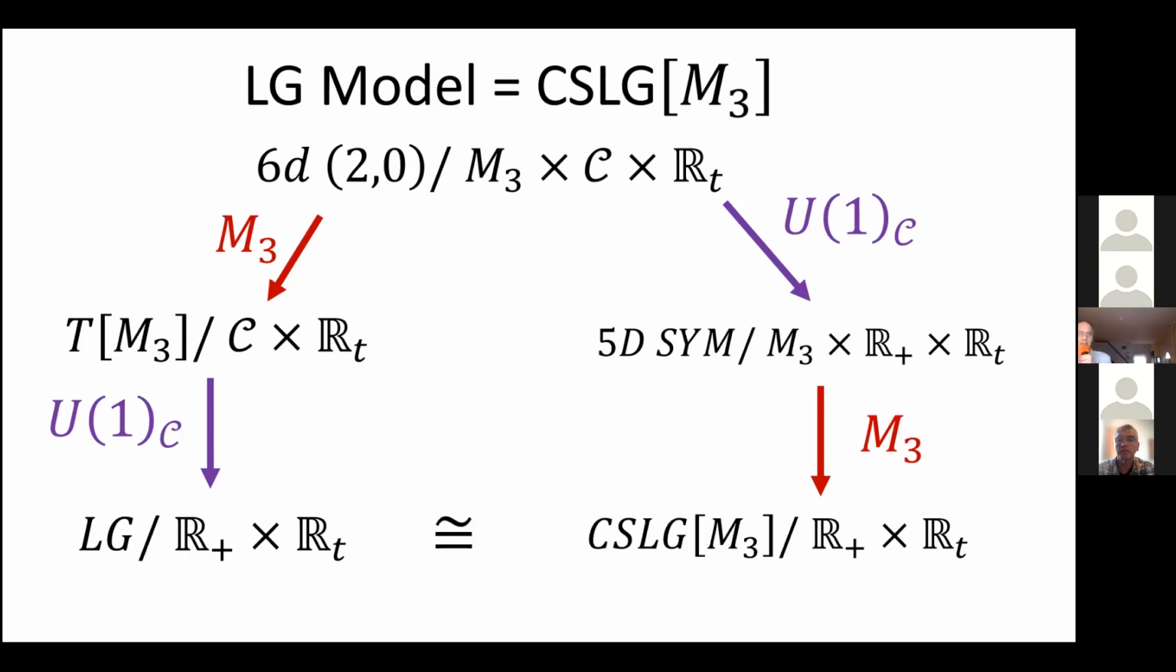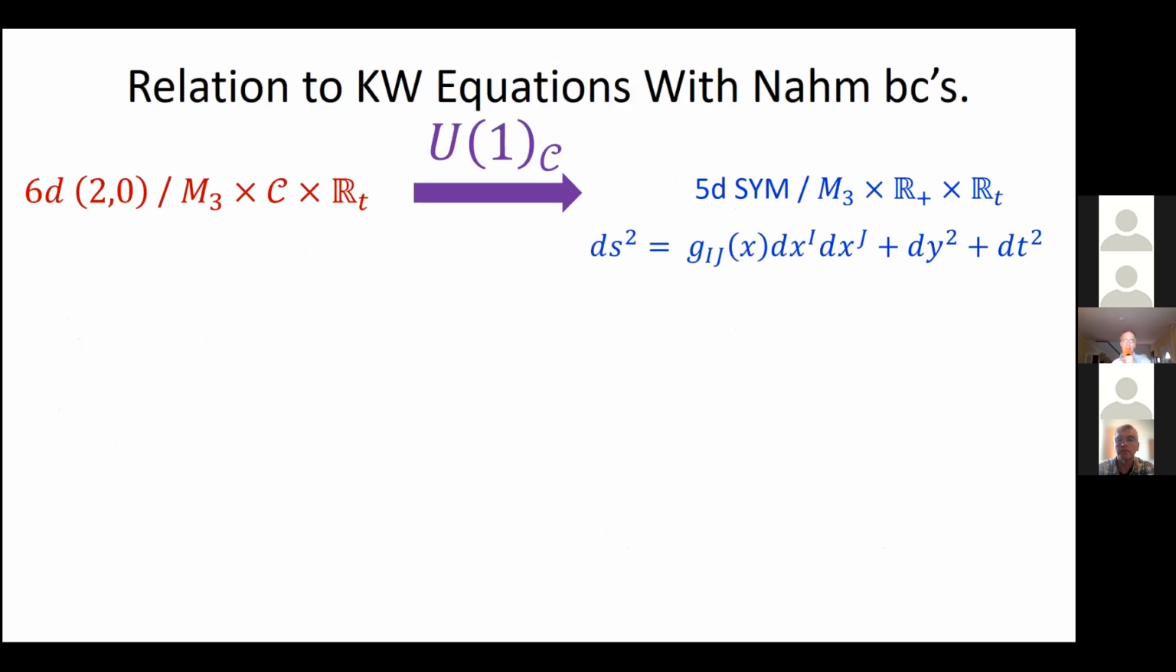Okay, so that identifies the Landau-Ginzburg model. Now we had this mysterious B cigar boundary condition. I claim it's something that should be called the Nahm boundary condition. And the way that goes is if you do this U1 reduction of the six-dimensional theory, then you're in the world of gauge theory. You have the five-dimensional super Yang-Mills on this five-manifold, M3 with its Riemannian metric times R plus with just its Euclidean metric, dy squared, times R time.